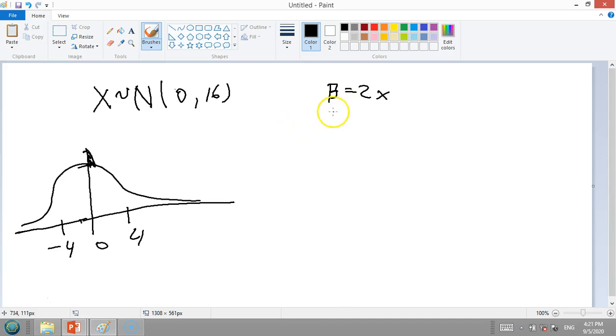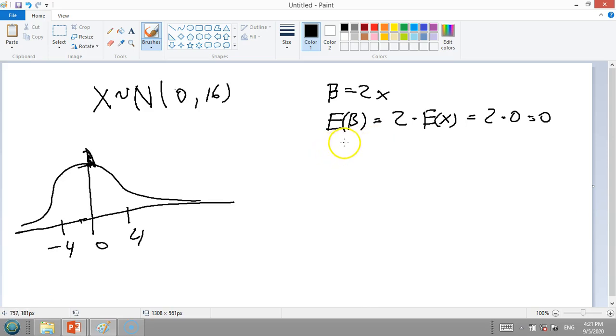Then I use just intuitively. This means that the expected value of B, if you remember the mean and variance rules, is 2 times the expected value of X in this case, which will equal 2 times 0 equals 0. So the location, the center is not going to change. It's going to be at 0.